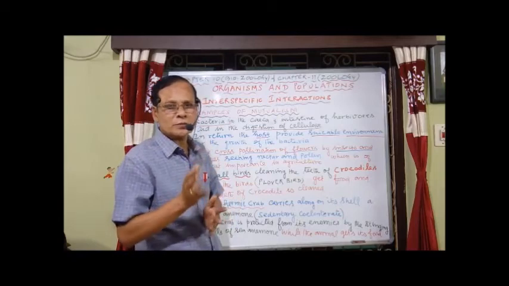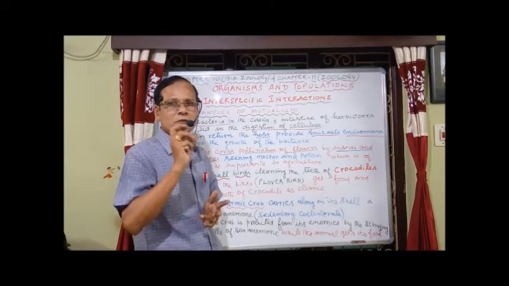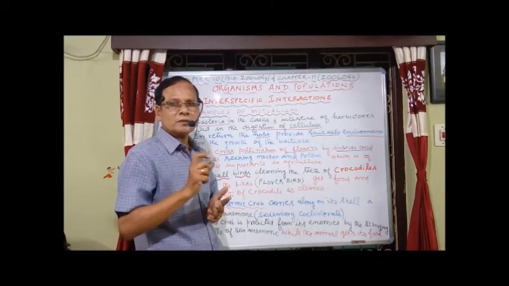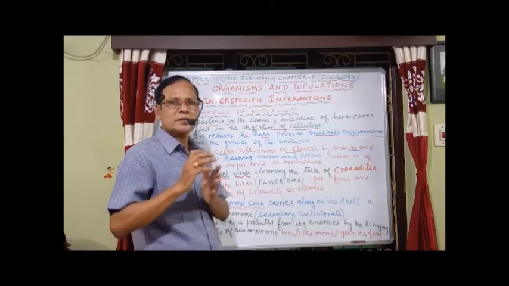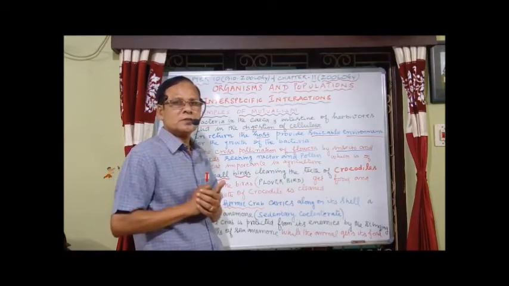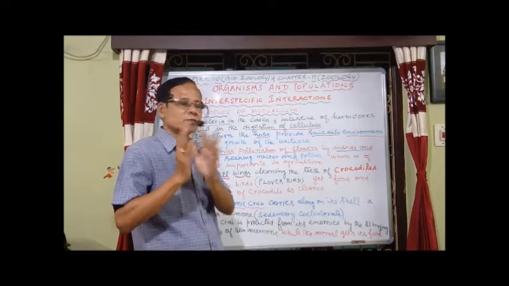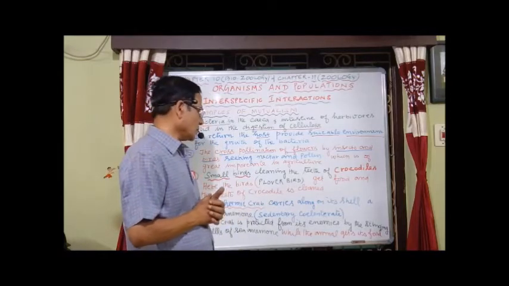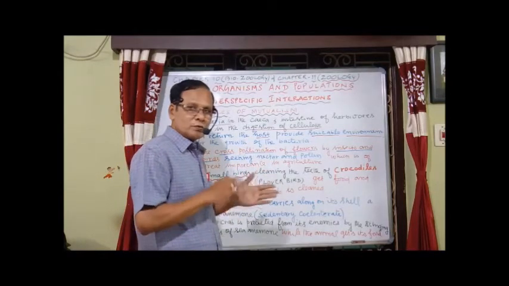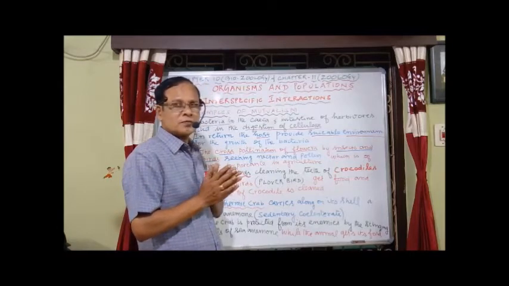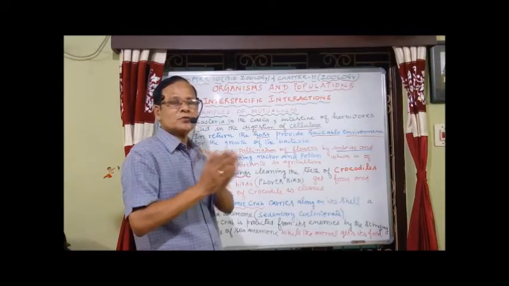So both are mutually beneficial. The sea anemone protects the hermit crab. In its turn, the hermit crab carries the sea anemone to different places so that the sea anemone gets its food. That's the benefit. Okay, so that's a relationship between two different animals which are living together and are mutually beneficial.